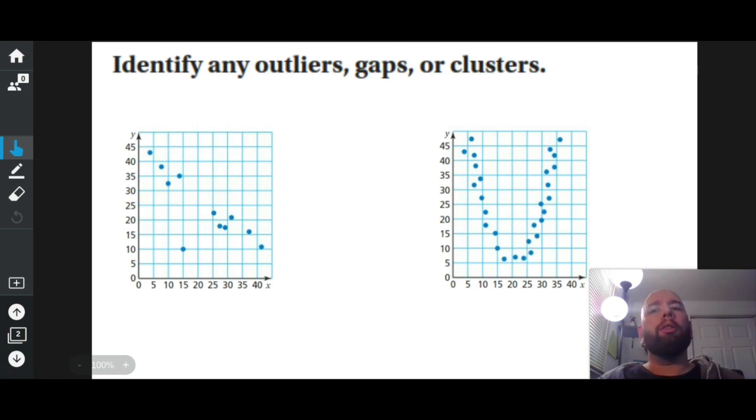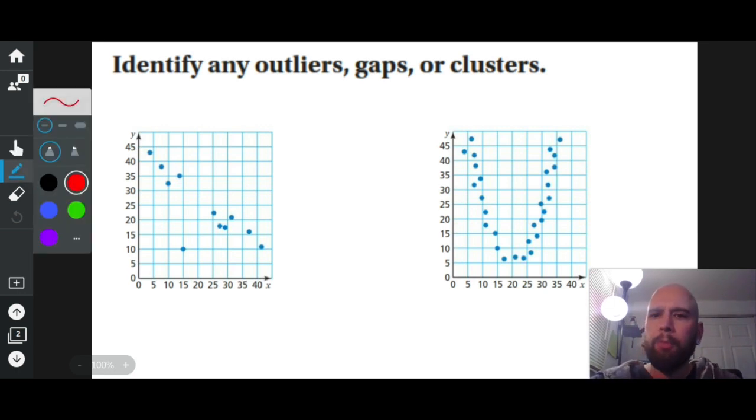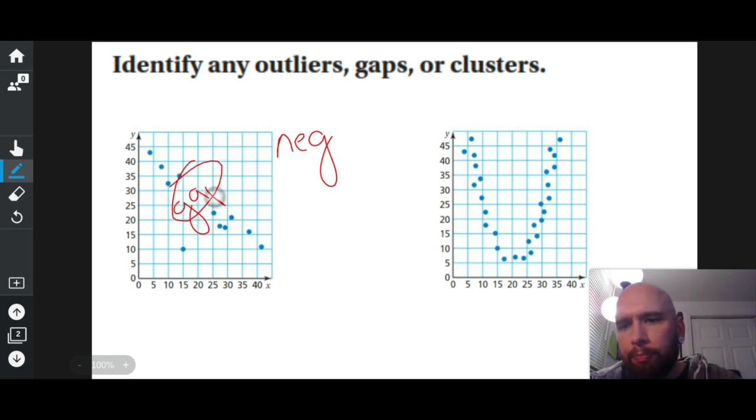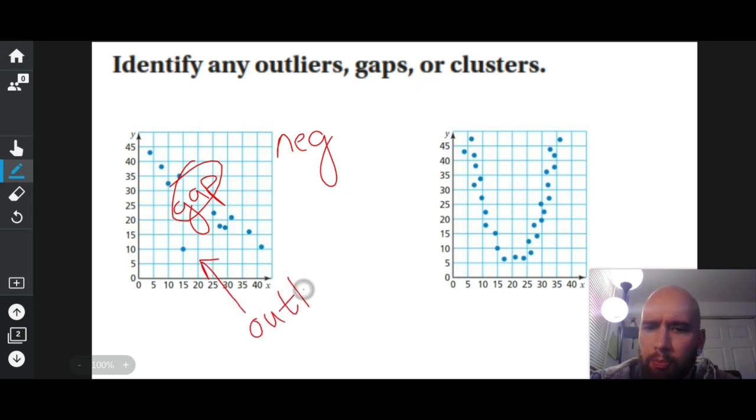Scatter plots. In this first problem, we are to identify any outliers, gaps, or clusters. Well, let's just see what we have. We have ourselves a negative correlation, so I'm just going to write out neg for correlation. I see a gap right there. And I see an outlier right there. No clusters. No clusters at all. It is a negative correlation.